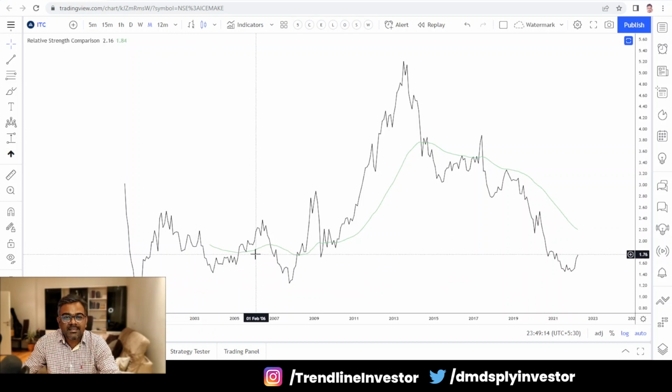And the green line that you see is the 52-week average of this ratio. So whenever this black line goes above the green line, it means that the stock is outperforming the benchmark, and the stock is outperforming the last 52-week average, right? And then you see this move going higher.